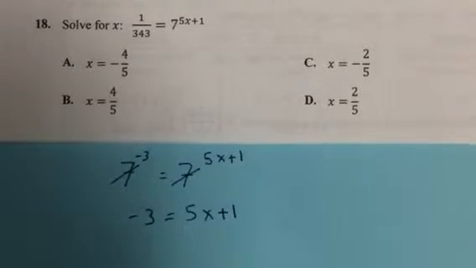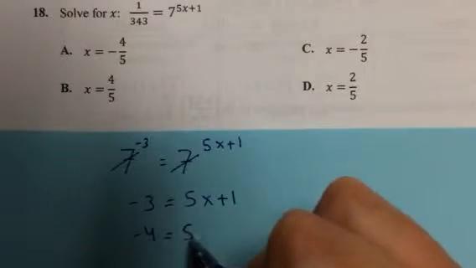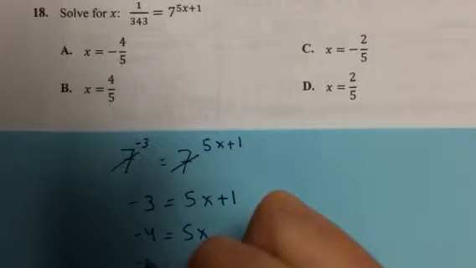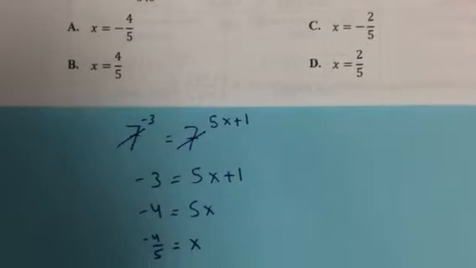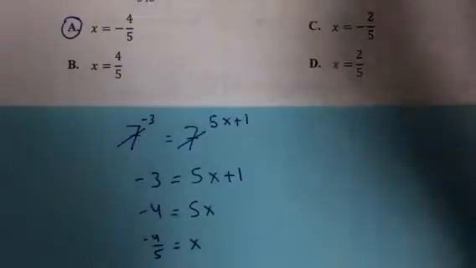Solve for x, so minus 1 from both sides. Divide by 5, and we get negative 4/5.